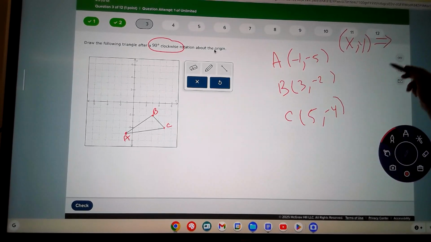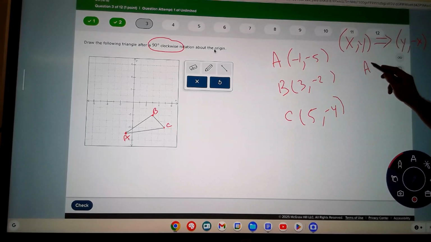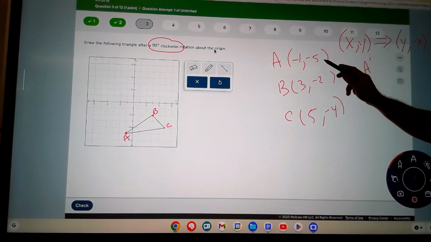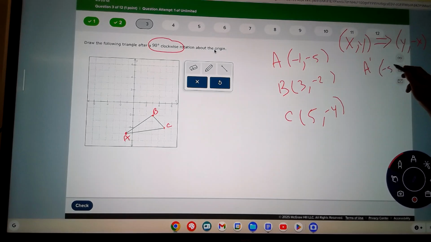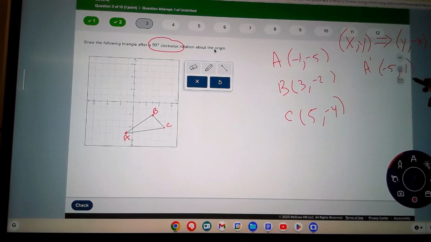Y, opposite of X. So Y, opposite of X. So that would make my A prime: I want my Y as it is, so -5 would become my new X. And my value for my Y is the opposite of this. Opposite of a -1 is a +1.